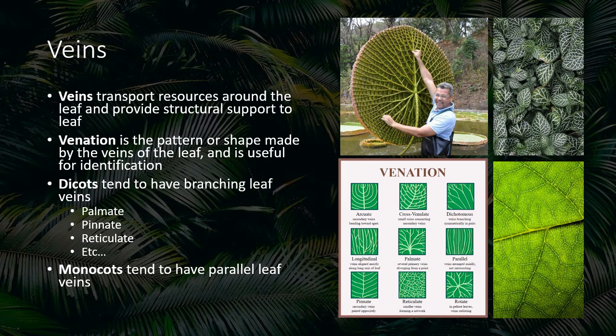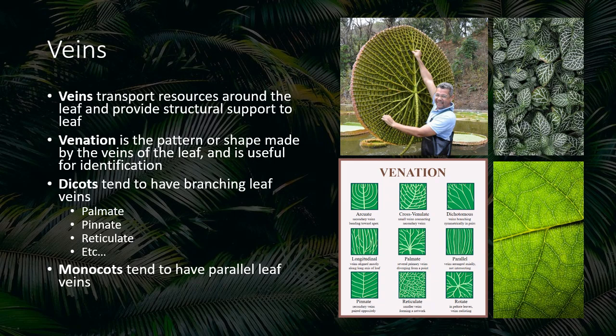In the flowering plants, the angiosperms, there are two main groups, the dicots and the monocots. And in the dicots, we tend to see branching leaf veins, and they can be palmate, meaning that they all kind of branch out from a single point. They all branch out from the petiole. They can be pinnate, meaning they have the shape of a feather. There's a central vein and then branching veins off of that central vein. They can be reticulate, meaning that they are net shaped, and they can be many other configurations.